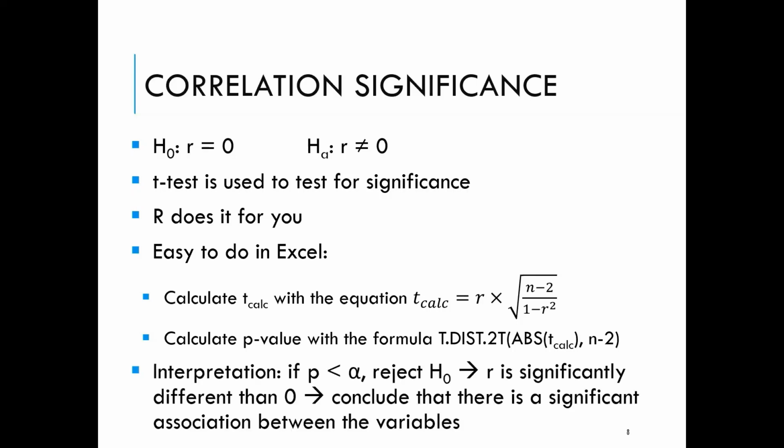Then to interpret this, as always, if p is less than alpha, we reject our null hypothesis. This would mean we would conclude that the correlation is significantly different than 0, and there is a significant association between the variables. That may be positive or negative, depending on the sign of R.